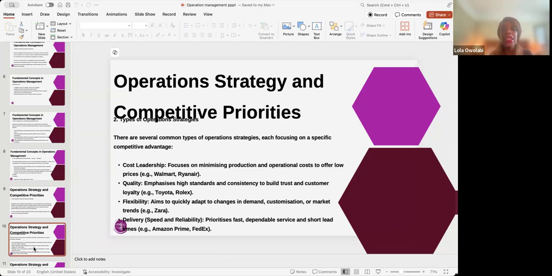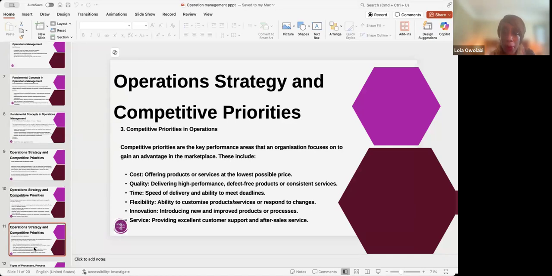And then we have things like delivery, the speed and reliability, how quickly. I spoke to you earlier about DHL. We know DHL to offer a great customer service. Everything is done by satellite. They prioritize fast, dependable service and short lead times. And then we have Amazon also. So that is the types of operational strategies.